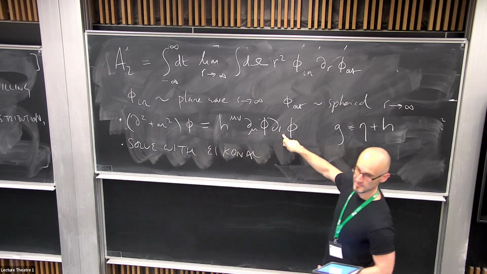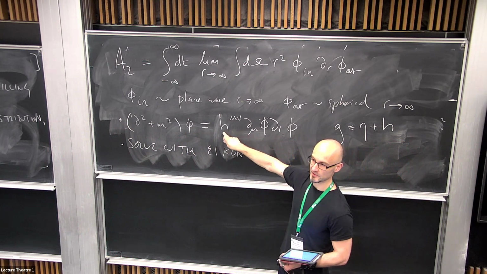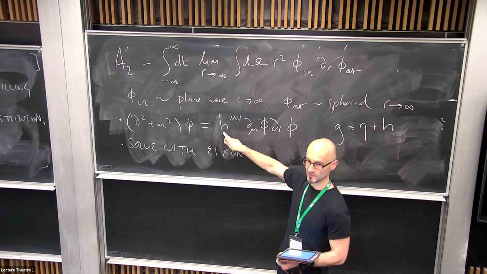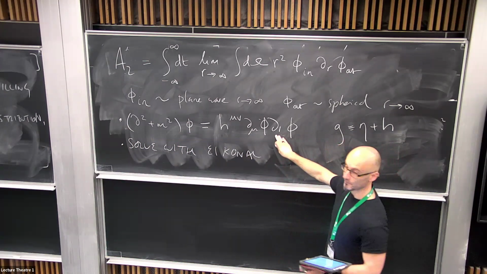This thing is still pretty hard to solve, right? In general, if I give you some arbitrary metric here, depending on x arbitrarily, pretty much, it's going to be tough to solve this. It's going to be a very unpleasant solution.